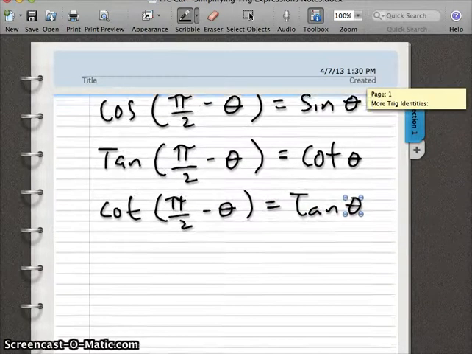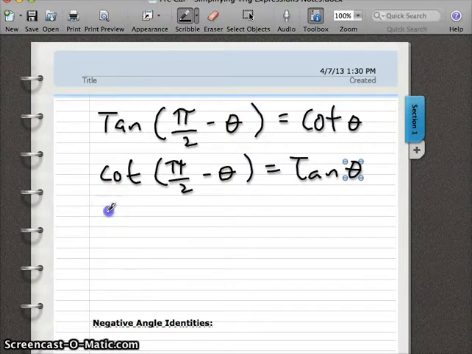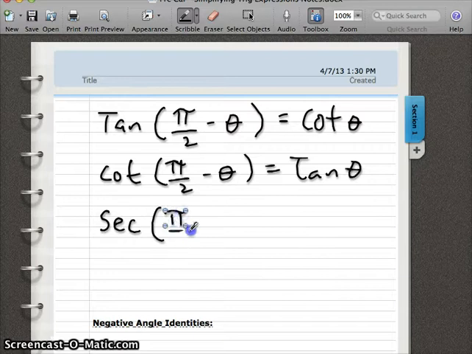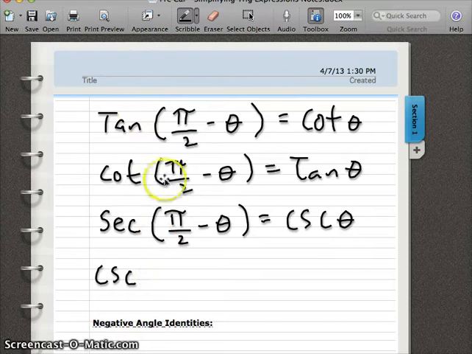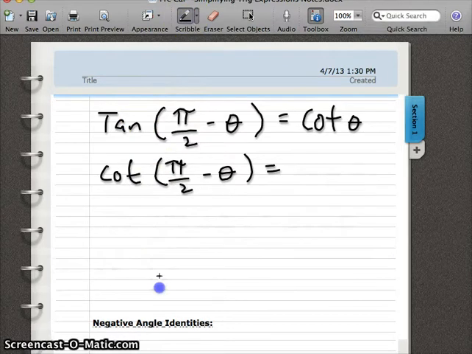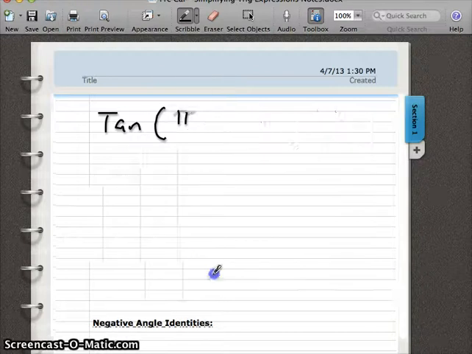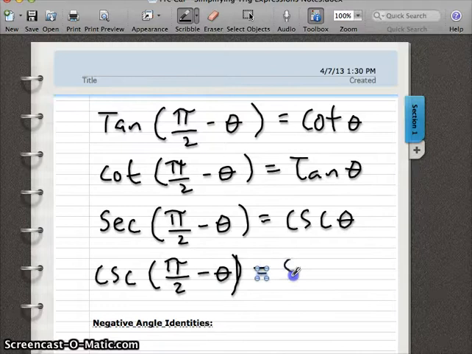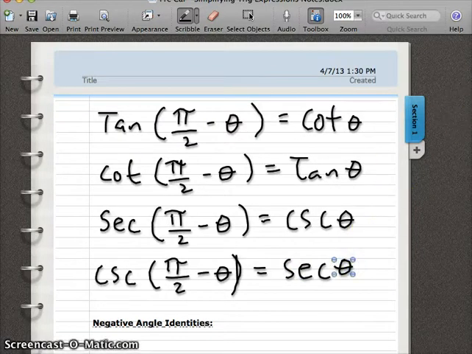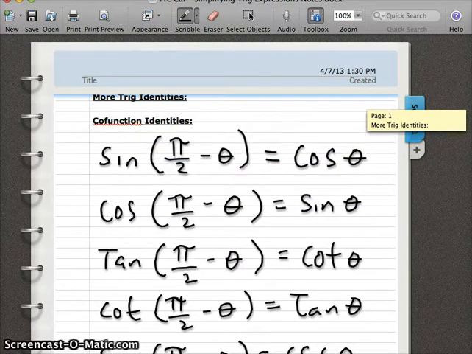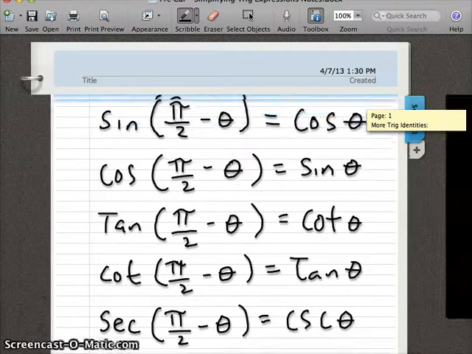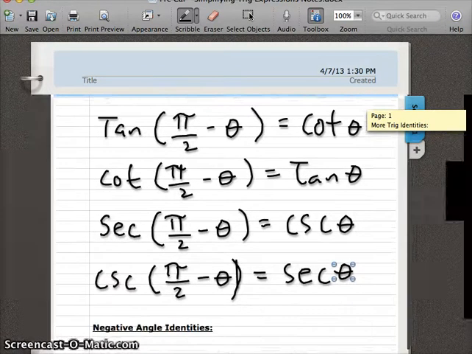And we could do the same thing with secant and cosecant. Secant of this crazy quantity is equal to cosecant, and therefore cosecant is equal to secant. So these are your cofunction identities, and they relate to difference formulas, and we'll get a video going of sum and difference formulas and see why this is true, but for now just know the identity.